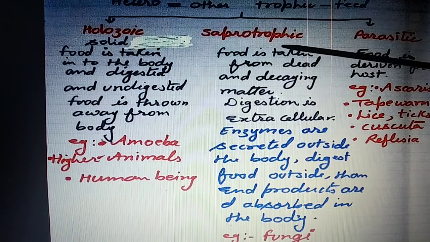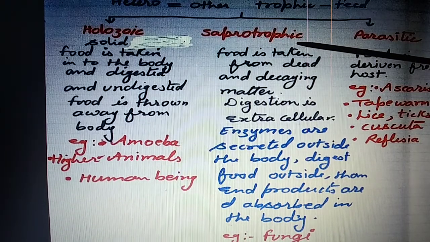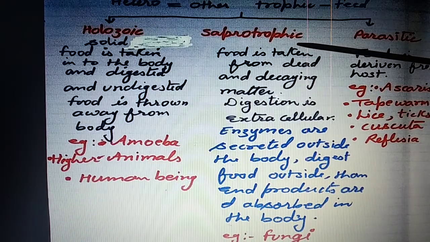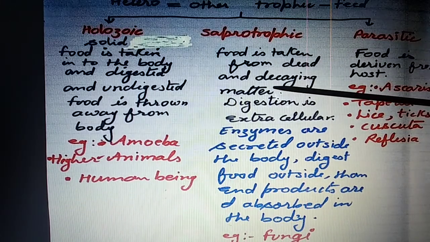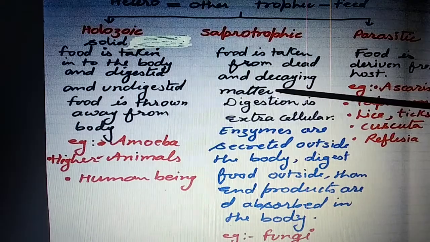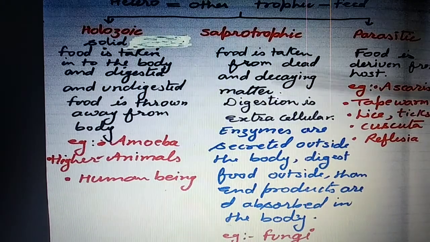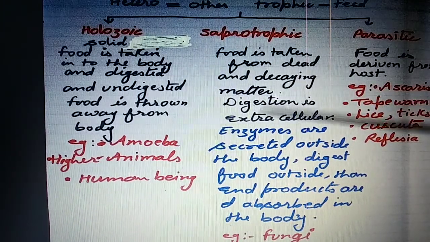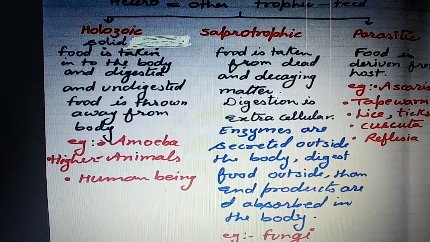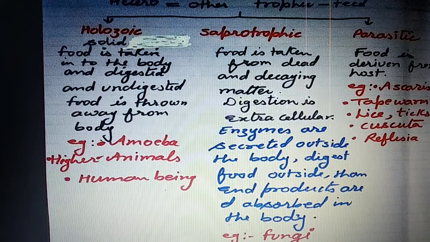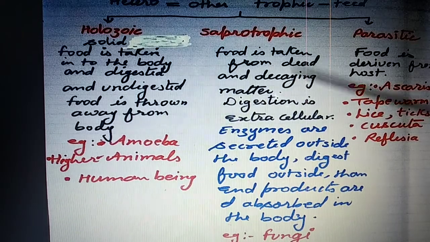Then see the second type of nutrition, it is a saprotrophic mode of nutrition. In saprotrophic mode of nutrition, food is taken from dead and decaying matter. The material which is going to be dead or which is decaying, from that the organism takes the food. And as you know, the example of this is fungi. Fungi like yeast, mushrooms, etc.